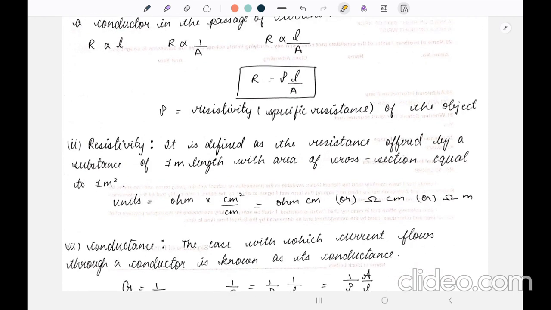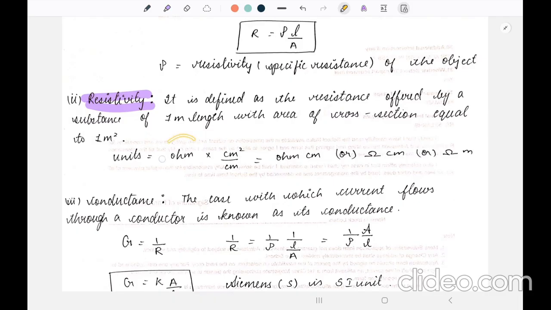Now we'll study what resistivity is. Resistivity is defined as the resistance offered by a substance of 1 meter length with area of cross section equal to 1 meter square. If we take the length to be 1 meter and area to be 1 meter square, we get the resistivity of a substance. The units are ohm centimeter square by centimeter. Further we can write it as ohm meter or ohm centimeter.